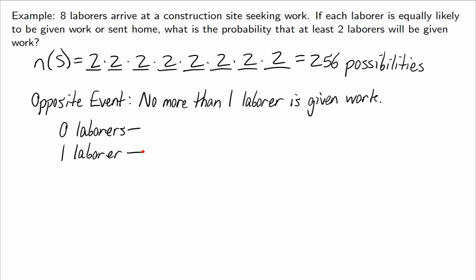Think about it as heads, you stay, tails, you go home. If you get tails on every single coin flip, everybody goes home, and there's only one possibility for that to occur. You'd basically have to flip tails every time.